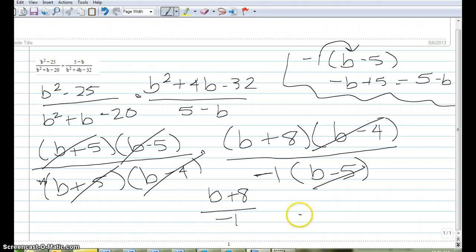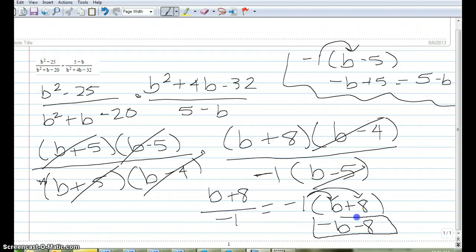Now dividing by negative 1 is the same as multiplying by negative 1. It's the only number where that's true. So we can write this as negative 1 times b plus 8. And we can distribute the negative 1 to get negative b minus 8. So that would be our final answer.